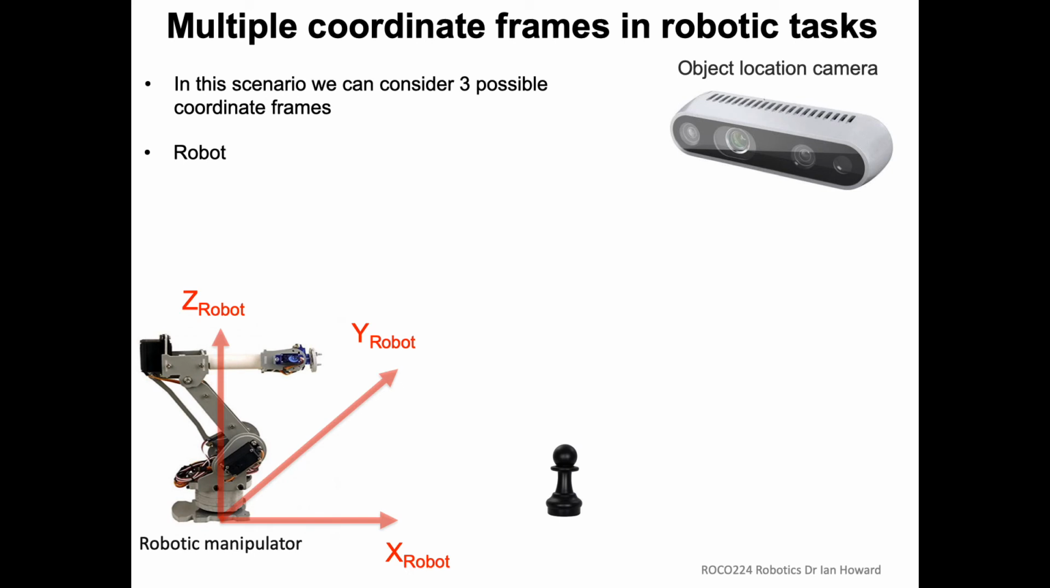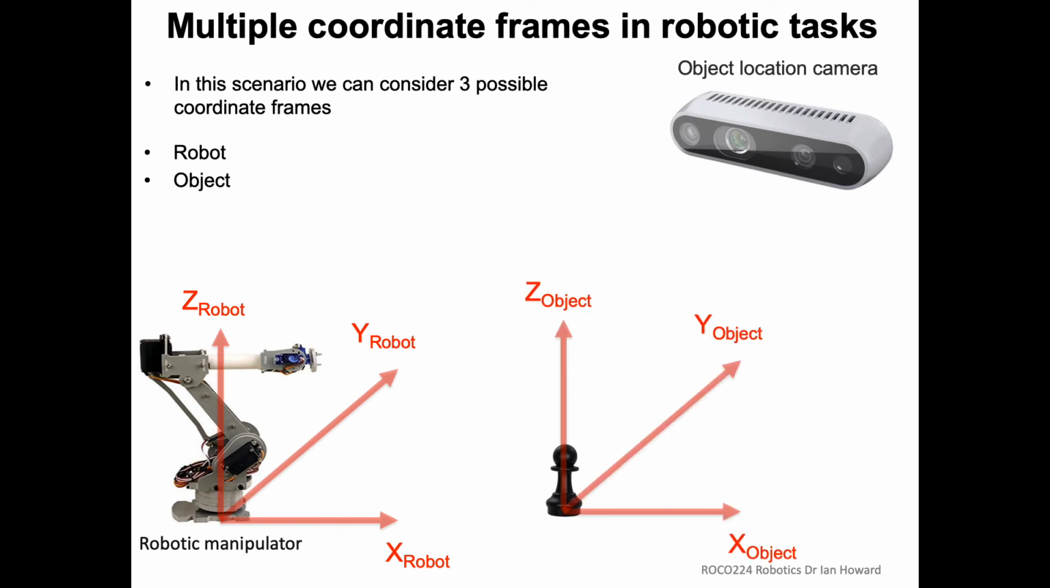If we're going to use the robot to do something, we definitely need to have the position of the object in the robot frame, because if we know what the position is in the robot frame, we can get the robot to do stuff and manipulate the object by knowing where it is. But we could also represent the position of the object in the object frame. It wouldn't necessarily make much sense to do that because the object is the thing that's moving around.